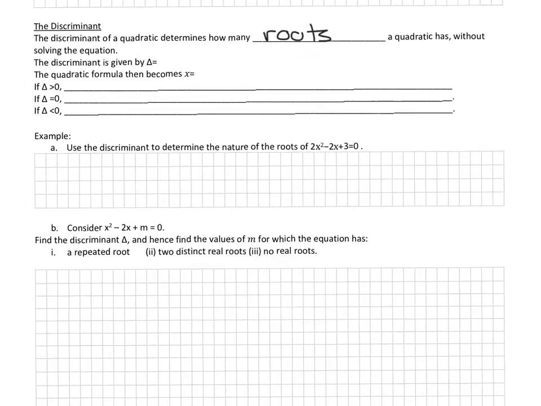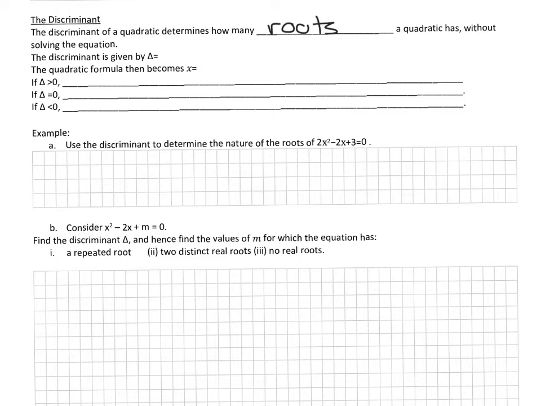So the discriminant is given by, we use this little sign, this triangle, and it's given by that triangle equals b squared take 4ac. Now you might recognise that b squared take 4ac, you should, and where you recognise it from is from the quadratic formula. So using the discriminant, the quadratic formula becomes that x equals negative b plus or minus the square root of the discriminant all over 2a.